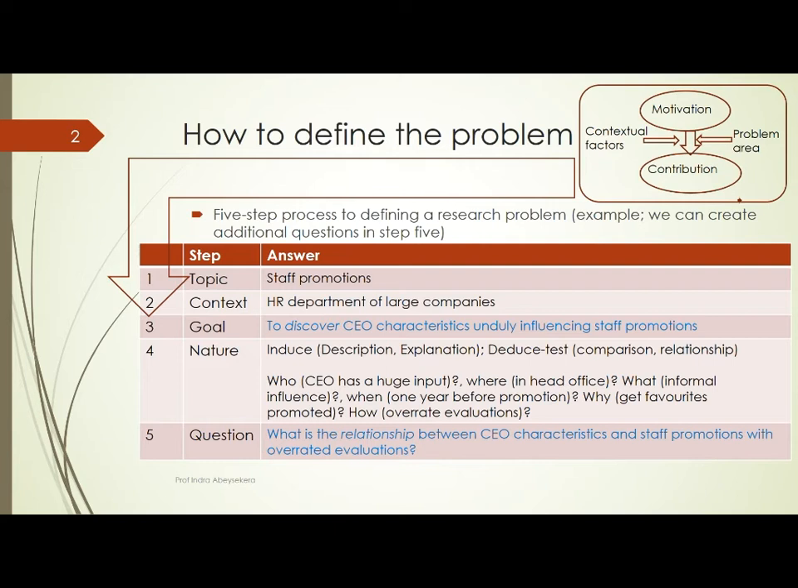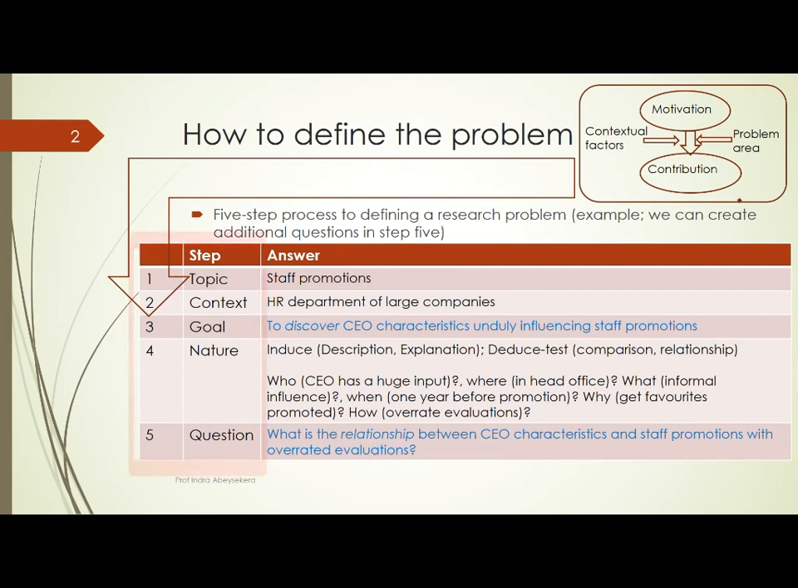So based on the nature of our investigation, we can come up with a question. In this instance, we decided to establish a relationship between CEO characteristics and staff promotions, and based on the information, we decided to look at specifically the relationship between CEO characteristics and staff promotions with overrated evaluations.